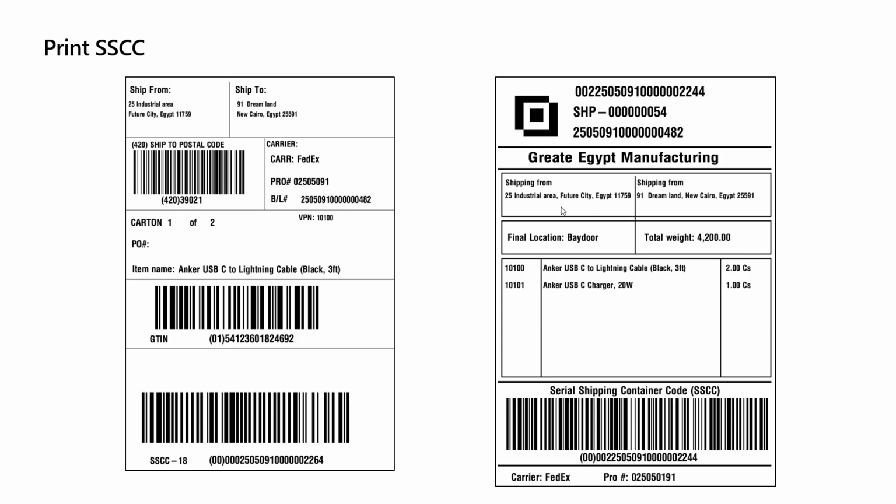Then here on the right side, we have the SSCC for the mixed pallet. So here we can see also the address information where the items have been shipped, and the total weight. Then we have the item information, items inside the mixed pallet. So here we can see the item code, item name, quantity, unit of measure. Then we have the SSCC for the mixed pallet.